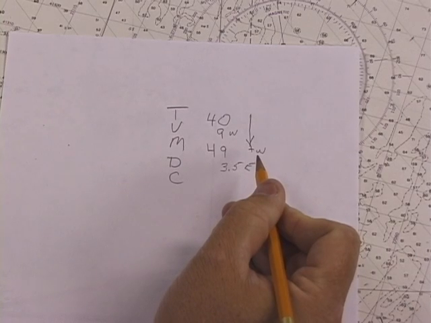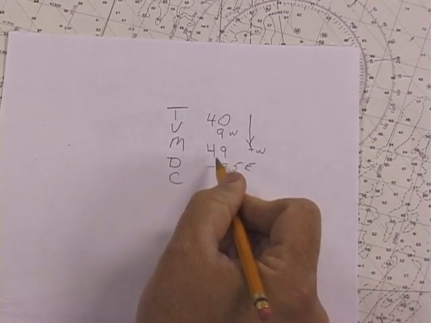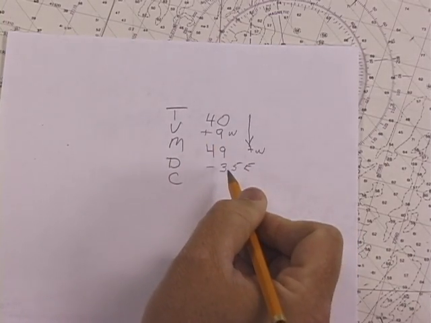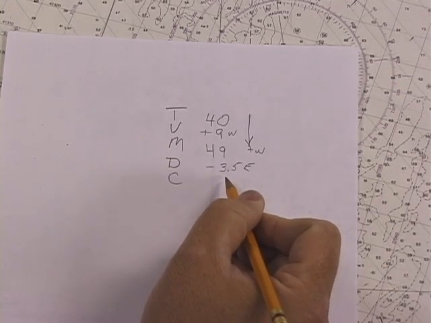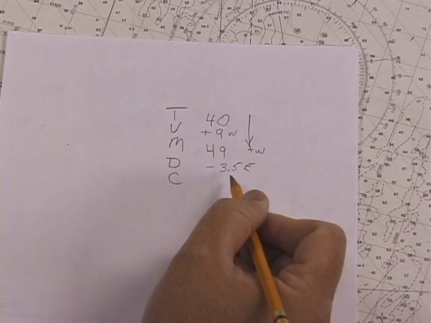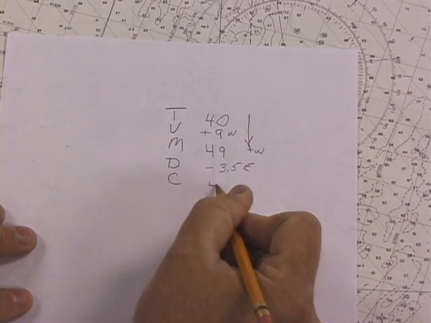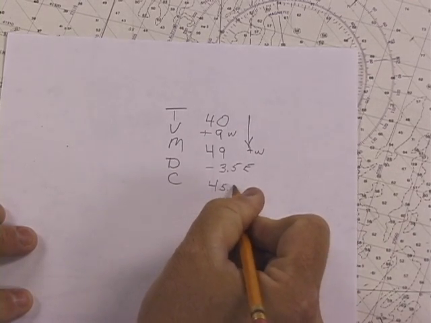So what do we do with east? We subtract. We take 49 and subtract 3.5 from it, and that equals 45.5.